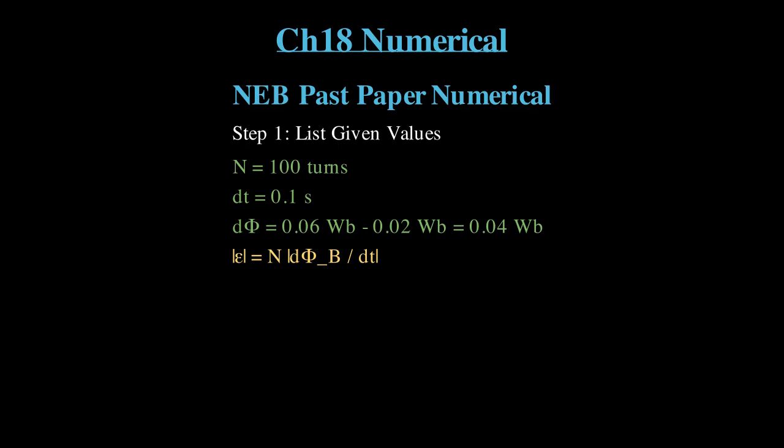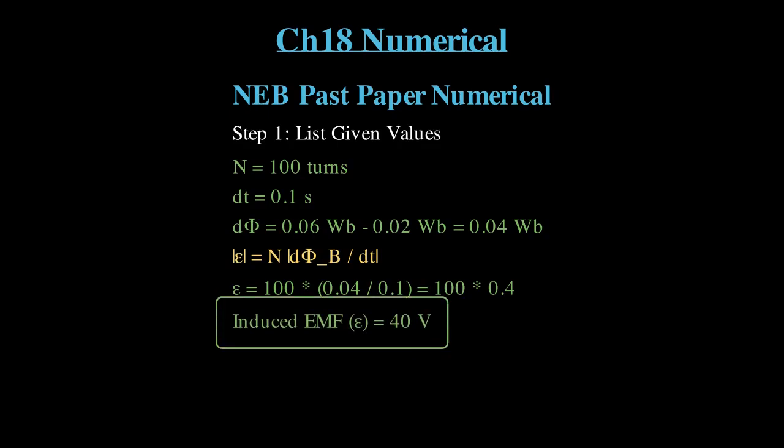Let's simplify the fraction first. 0.04 divided by 0.1 is 0.4. So, our equation becomes EMF equals 100 times 0.4. This gives us a final answer of 40. Therefore, the induced EMF in the coil is 40 volts. It's that straightforward if you follow the steps correctly.